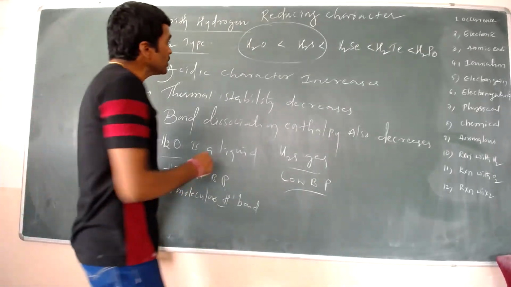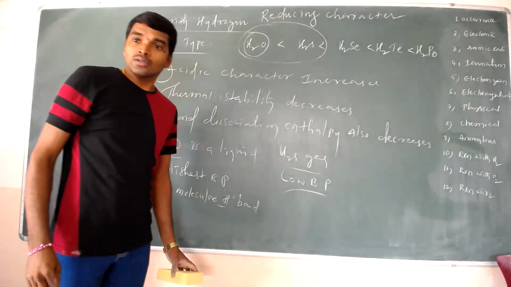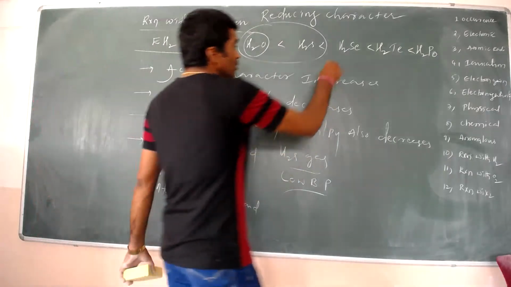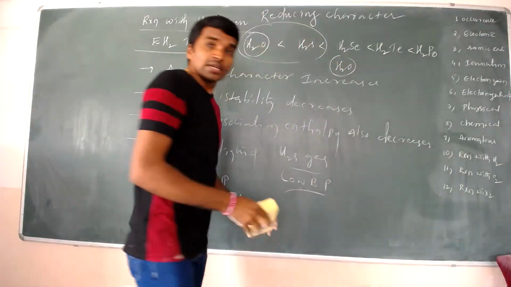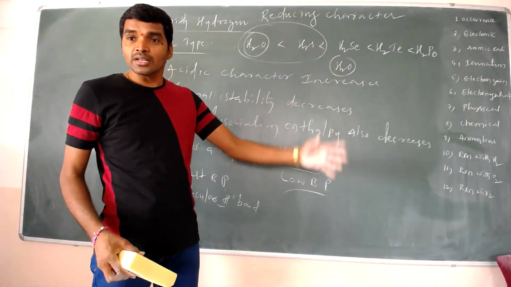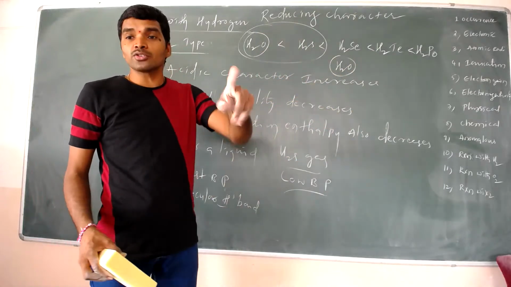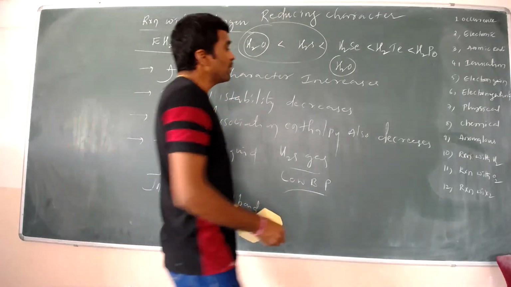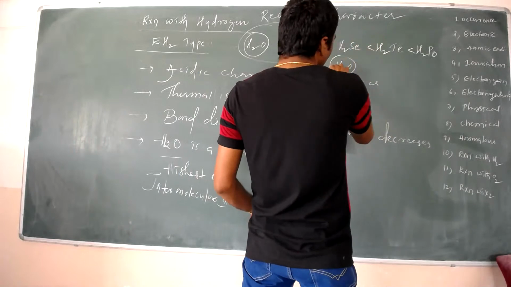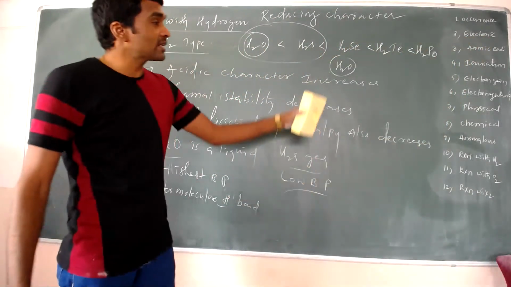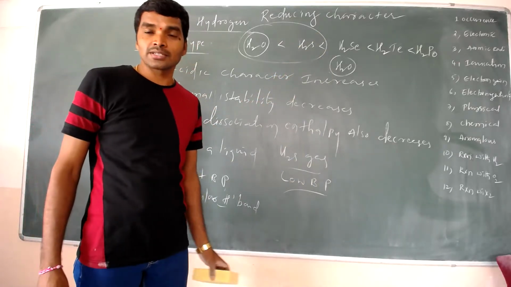Remember, H2O is not a reducing agent; it does not reduce. If a water molecule reduced others, it itself would undergo oxidation, which means oxygen should get a positive charge. It's never. But except for the water molecule, for the remaining group elements the reducing character increases down the group.